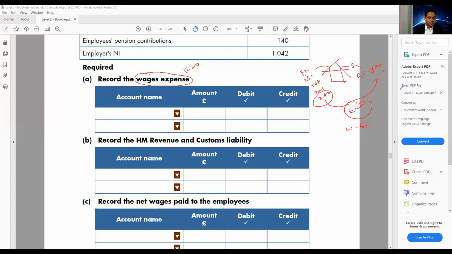All right, and the gross wages means you already know it. Gross wages means everything is inside before the deduction.